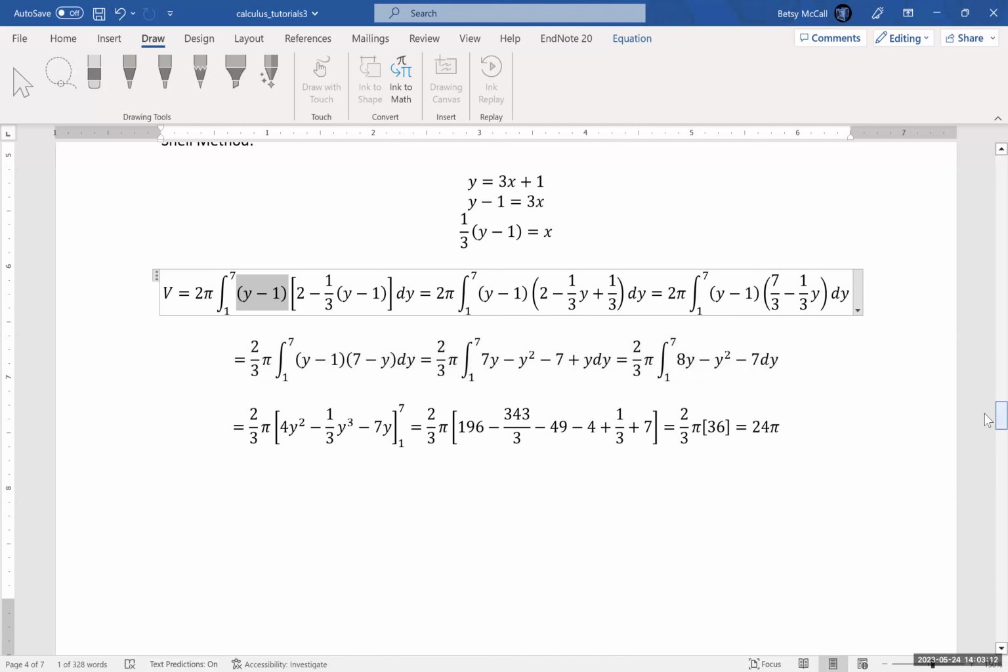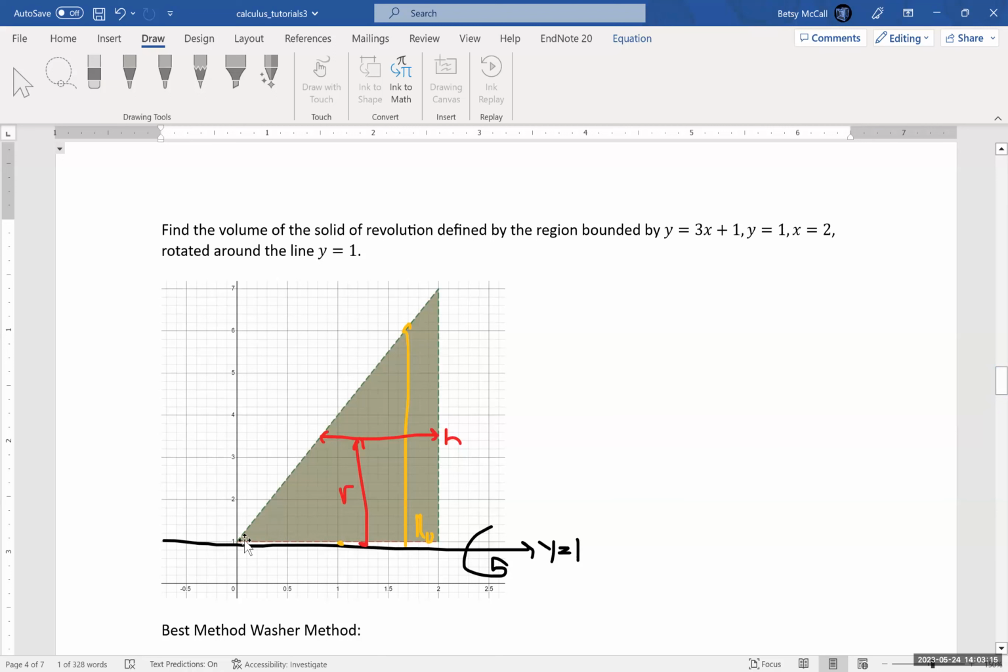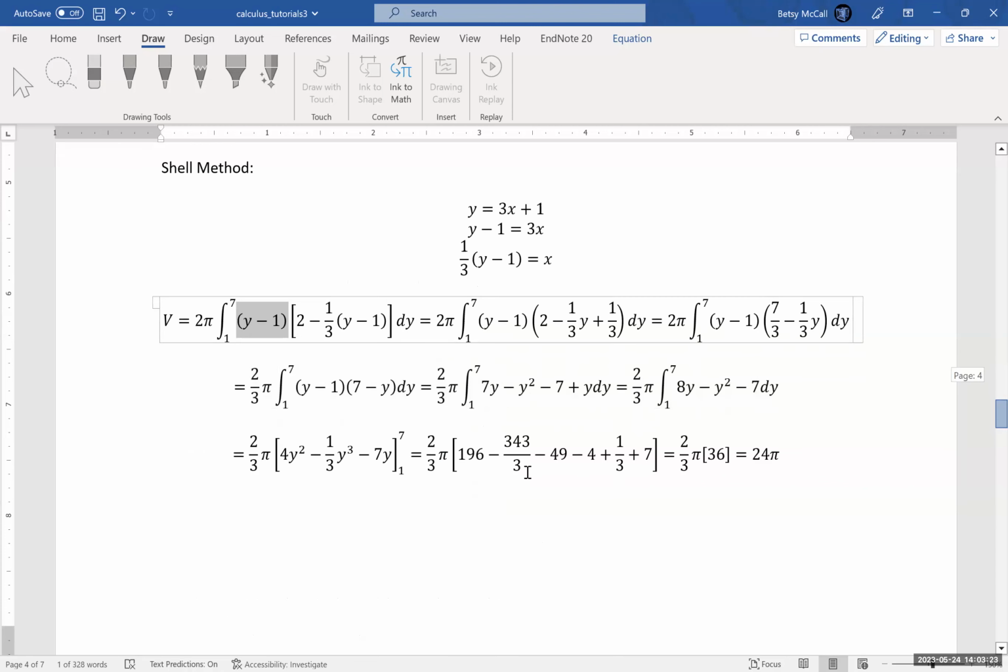Now, my limits of integration are, of course, in the y direction. It's based on my region: y equals 1 and y equals 7. And then when I integrate this, I get y squared over 2 times 8, which is 4y squared. Negative y squared becomes negative 1/3 y cubed. 7 becomes 7y, and I plug in 1 and 7. 4 times 49 is 196. 7 cubed is 343 over 3. 7 times 7 is 49.